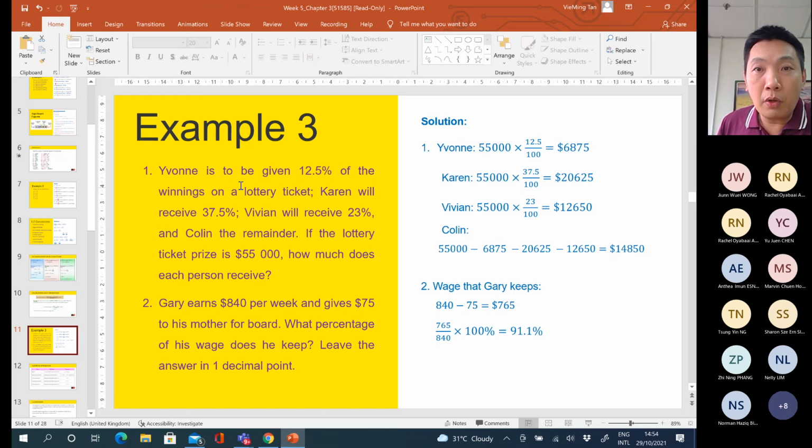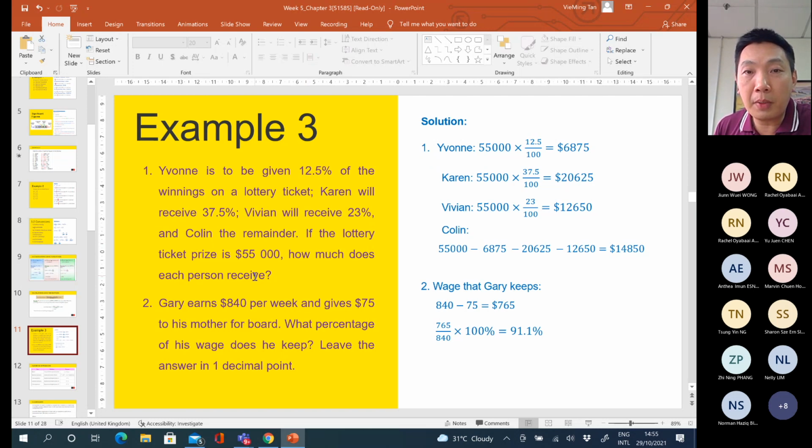VION is to be given 12.5% of the winning of the lottery ticket. So that means VION can receive 12.5% of the lottery ticket price. Karen will receive 37.5%. Vivian receives 23%. Colin receives the remaining. So that means using 100% minus 12.5 minus 23% minus 37.5%, and that will be the portion for Colin.